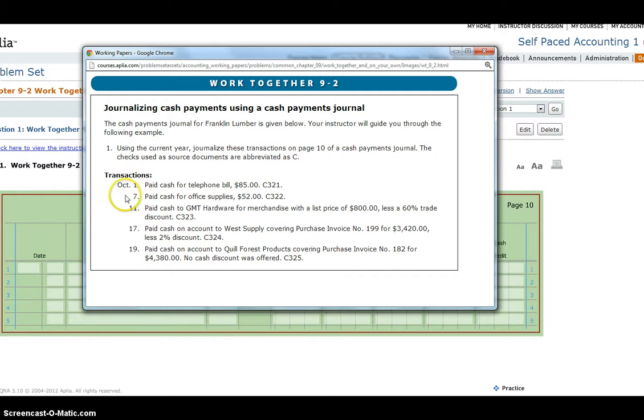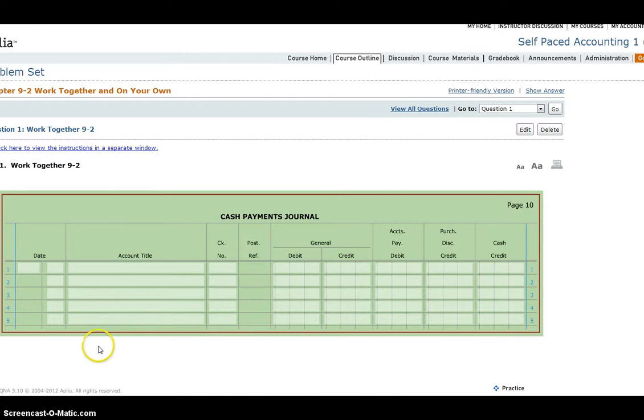We have the following transactions going on here, and the very first one is on October 1st, we paid cash for a telephone bill for $85, and we wrote check number 321. Now, when you look at a cash payments journal, it's very similar to the multi-column journal that we've been working with. It has a date section and an account title section, and this is different: it has a check number section, which we're going to use. It still has a post-reference section, also a general debit and credit section.